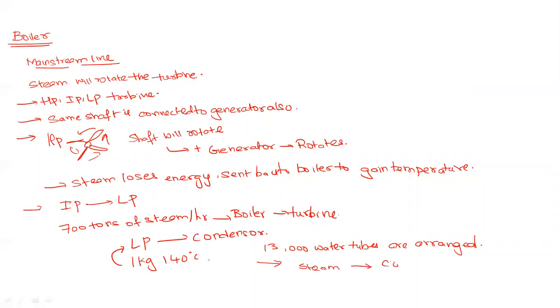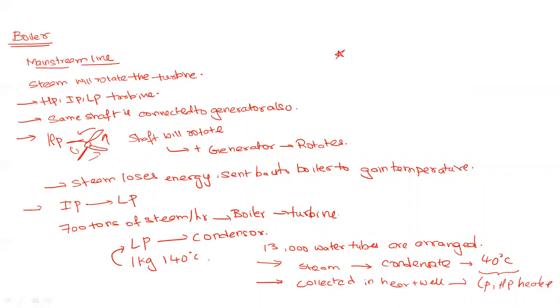This condensate will be at 40 degrees centigrade and only 1 kg per centimeter square pressure. This will be collected in the hot well and pumped back to the boiler through LP heaters and HP heaters. Originally, the boiler feed pump will send the water to the boiler at the rate of 600 tons per hour. So this will accumulate to 700 tons per hour.